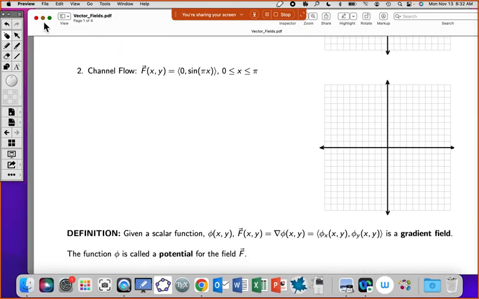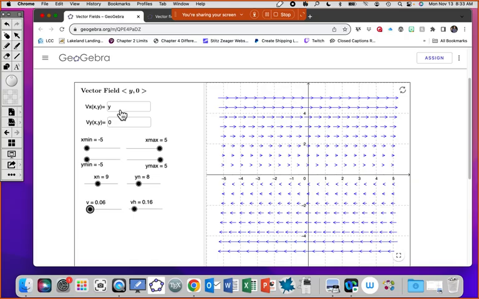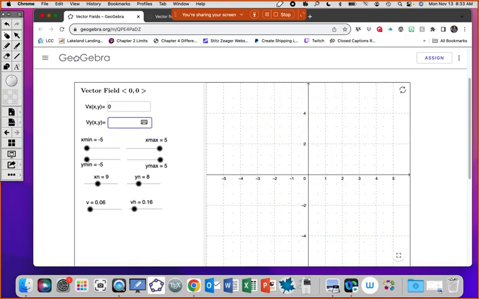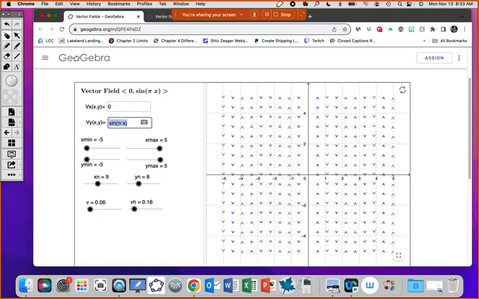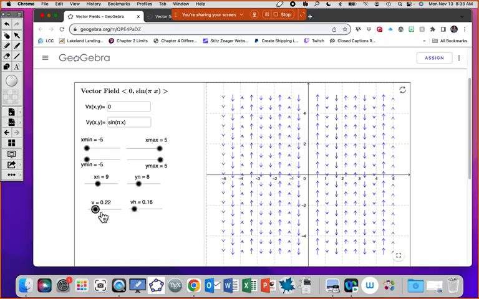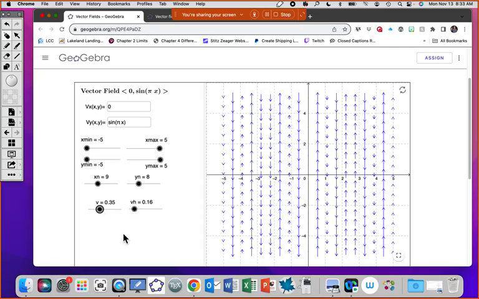Channel flow. Let's look at this one. 0, and then sine of pi x. So once again, just kind of looking at these fields here. This is called a channel flow. Can you see why it might be called a channel flow?